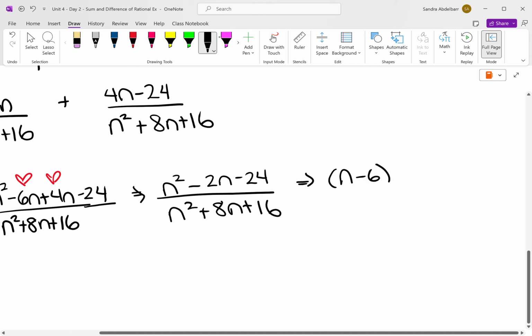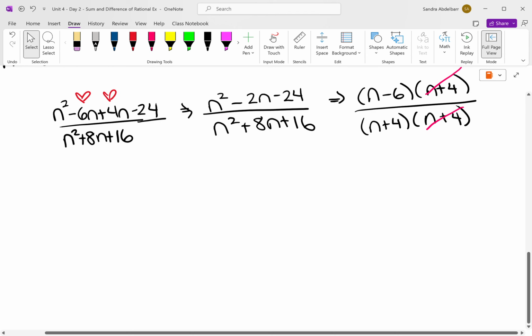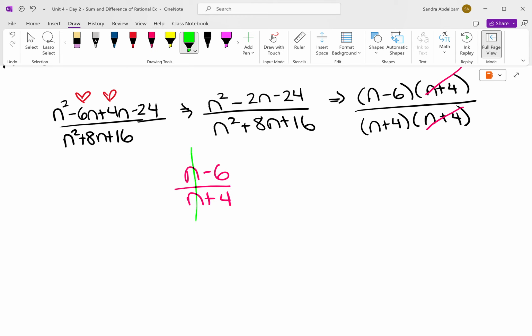So we are n minus 6 and an n plus 4. And in the denominator, we are an n plus 4 and another n plus 4. The n plus 4s will cancel. So we are down to an n minus 6 over an n plus 4. Can I do this? Good. We cannot cancel out those n's. They are now binomials. They are linked to other things, so they stay put.